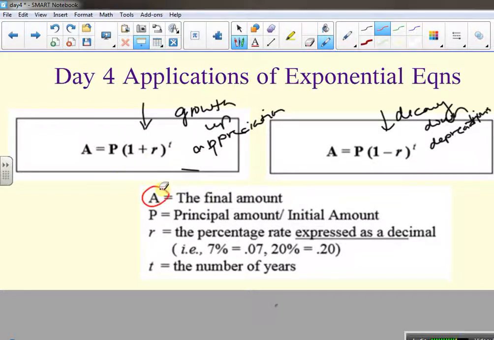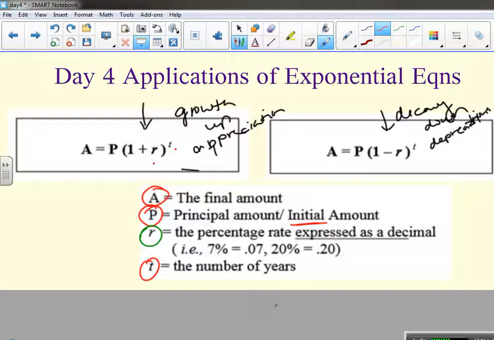In both formulas, A represents the final amount that you end up with. P represents the principal, or the amount that you started with. R represents the rate that you're going to be paid or the rate you're going to have to pay, and that's expressed as a decimal. So if you're given a percentage, you'll want to turn it to a decimal first before you plug it into the formula. And then T is the time period, in this case the number of years. So this rate would be given to you as an annual rate. That time would be given as a number of years.